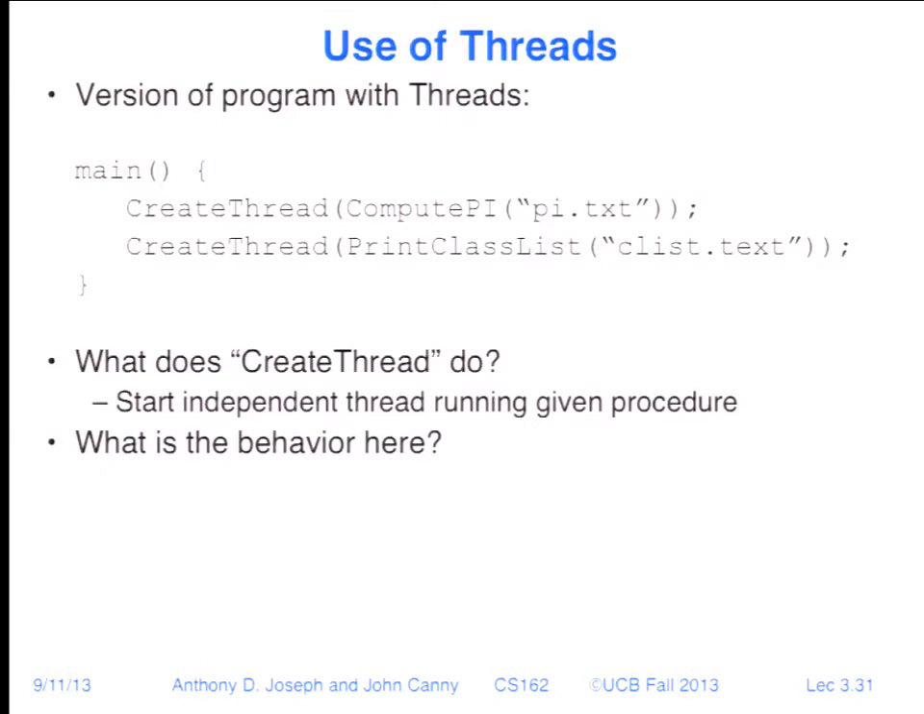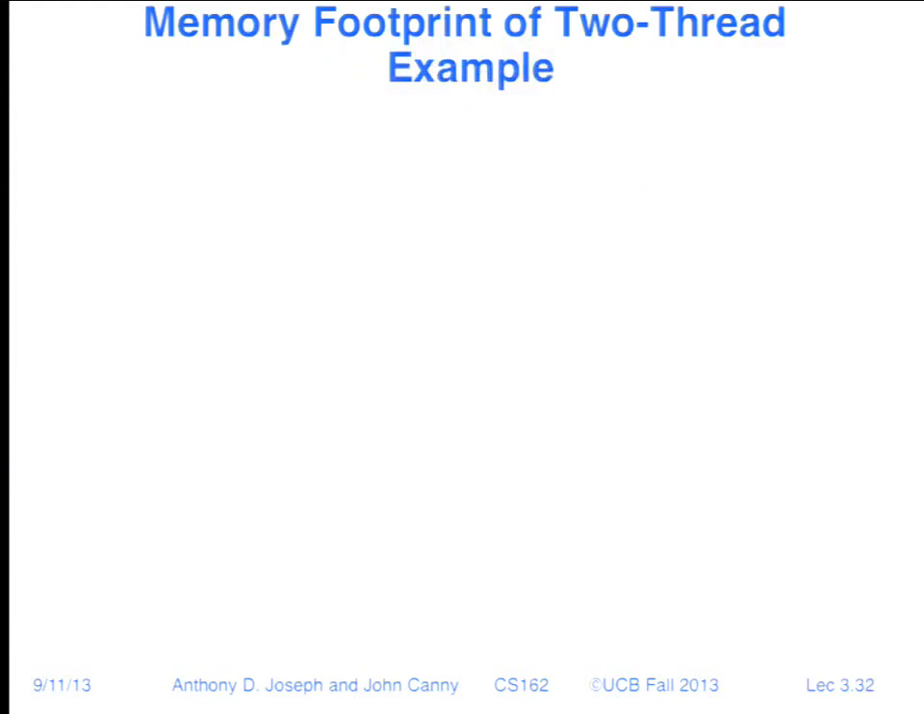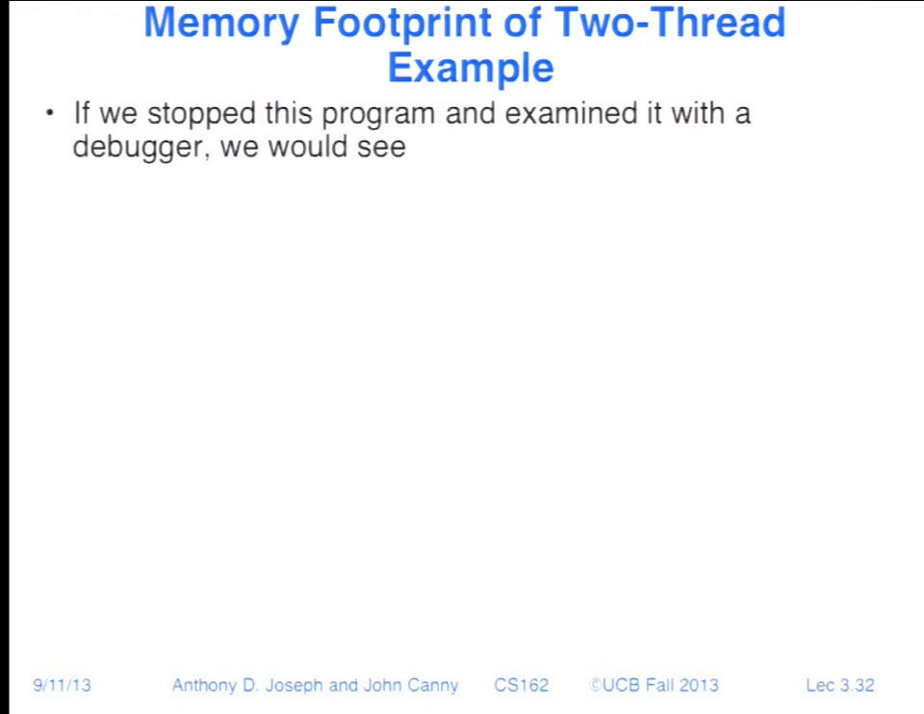Both calculations run, and we'll get our second calculation completing quickly, long before the first one does. Okay. All right, so whether or not we have multiple physical CPUs, it behaves as though we had basically two different CPUs executing the code at the same time. Okay.